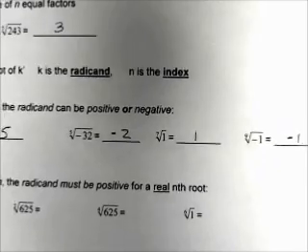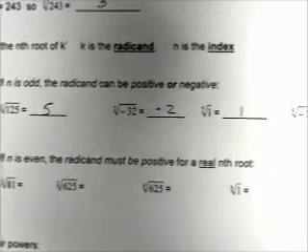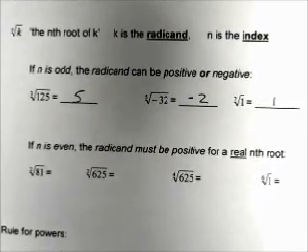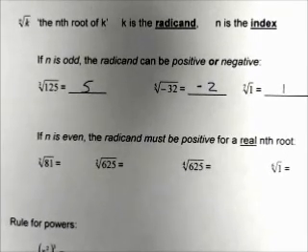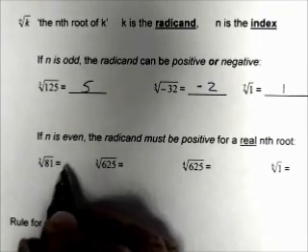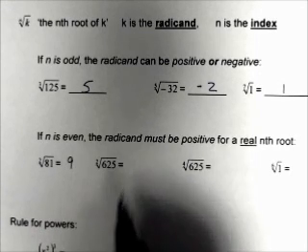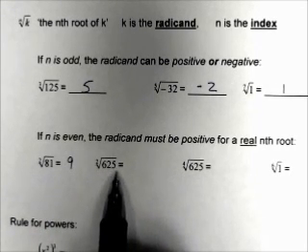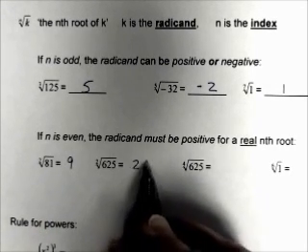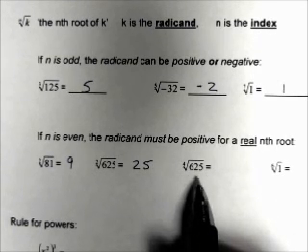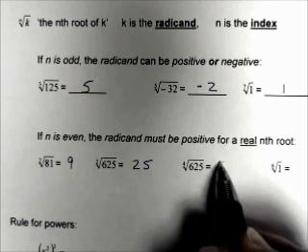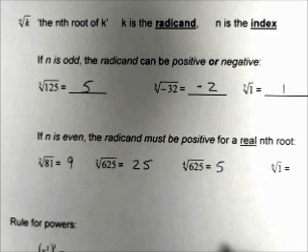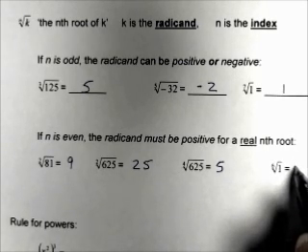If n is even, the radicand must be positive for a real nth root. The square root of 81 is 9. The square root of 625 is 25. The 4th root of 625 is 5. And the 6th root of 1 is 1.